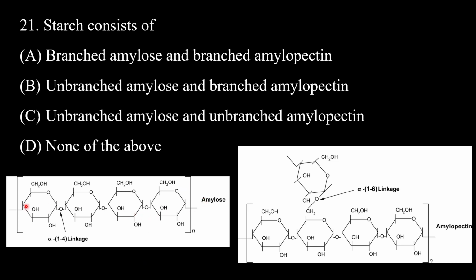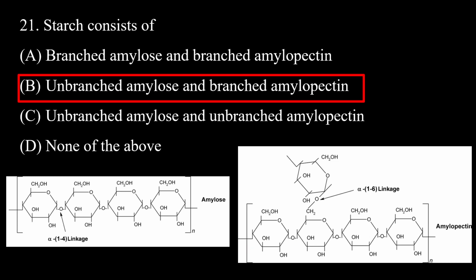Amylose is the straight chain. It is unbranched, with alpha-1,4 linkages. So this unbranched chain in starch is known as amylose, while the branch chain, which is linked by alpha-1,6 linkage, is known as amylopectin. So the right option for this question is, starch consists of unbranched amylose and branched amylopectin. This is the unbranched amylose, which is joined together by alpha-1,4 linkages, and the branch chain is known as amylopectin, which is linked by alpha-1,6 linkages.